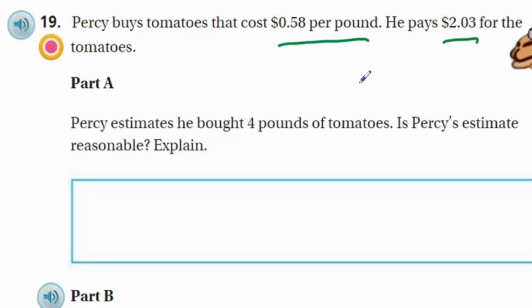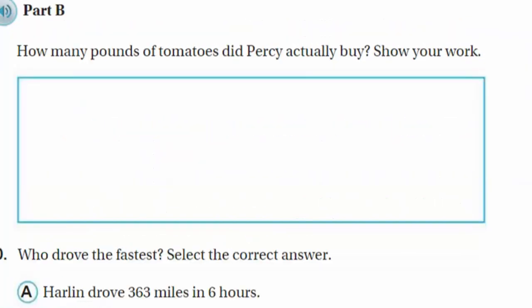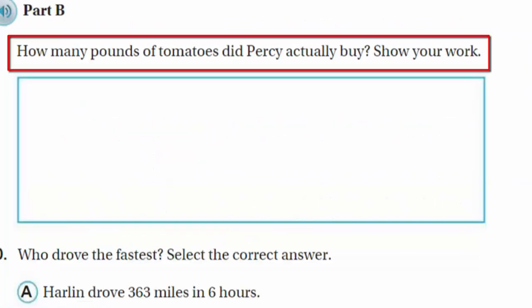You just have to remember when you look at these numbers, like 58 cents, it's close to 5 tenths. So if you're looking at that tenth slot, and the same with the $2.03, it's really close to 20 tenths. So if we think of 5 tenths and 20 tenths, well, 20 tenths divided by 5 tenths is going to be 4. So 4 pounds of tomatoes, pretty reasonable. So how many pounds of tomatoes did Percy actually buy?